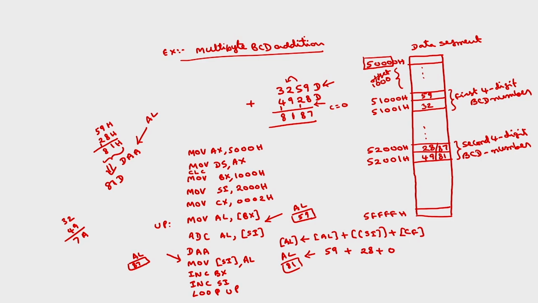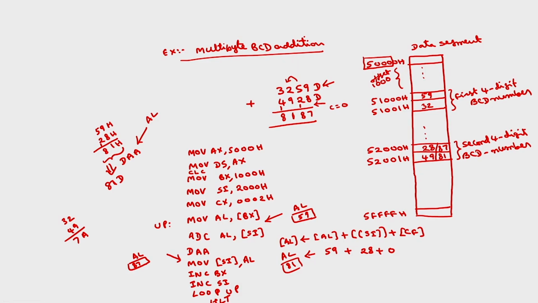Then INX BX, INX SI, because in the first iteration CX was reduced to 1. Now after the second addition CX will become 0, and this will come out of the loop. Okay. That is the task, and you have to halt.